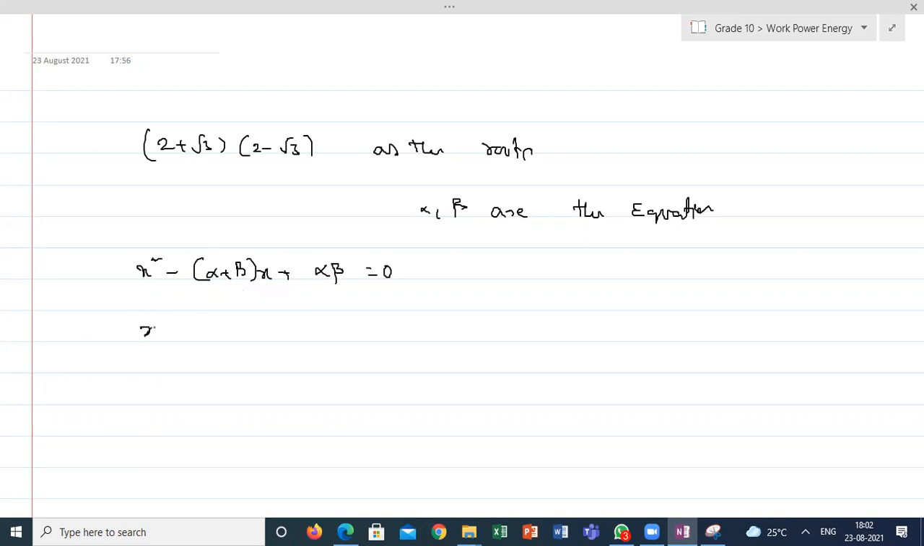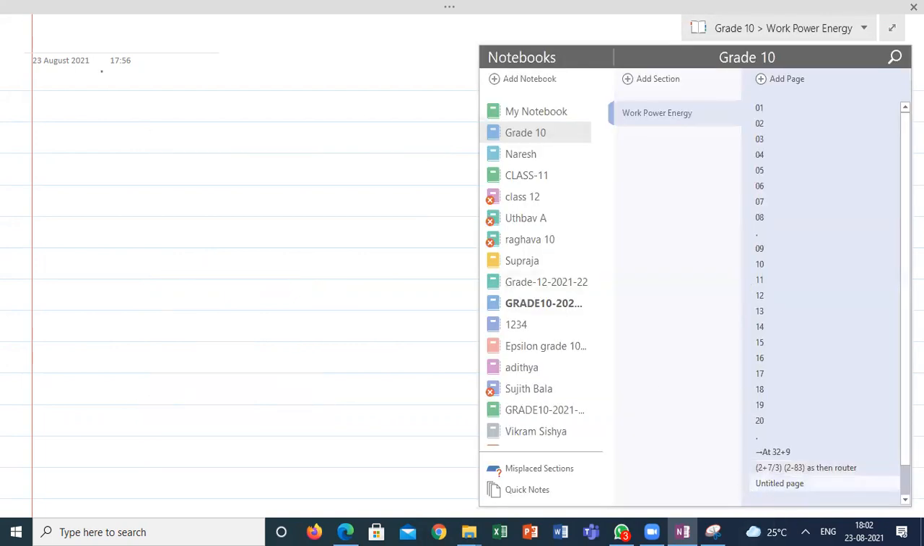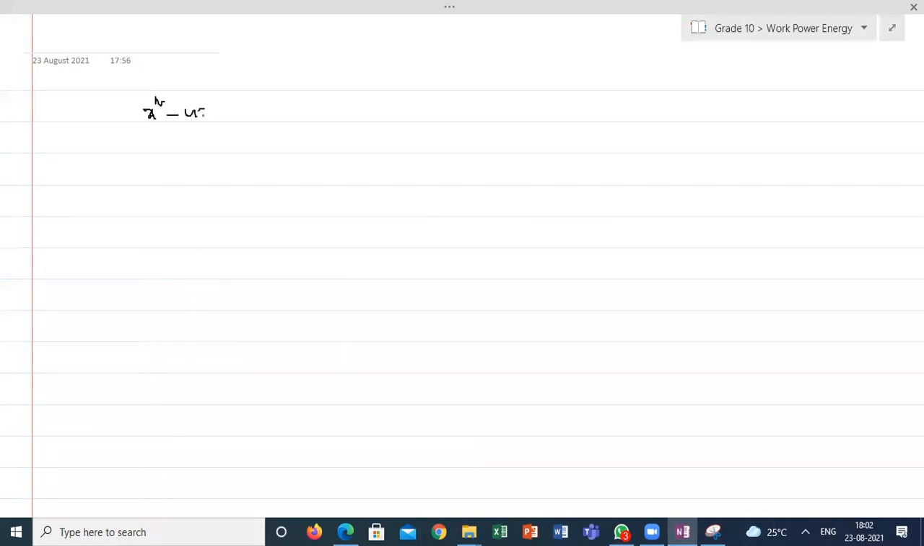So here alpha plus beta is how much? 4. x plus alpha into beta is how much? 4 minus 3, which is 1. So x square minus 4x plus 1. Now, if I give this equation and ask you to solve x square minus 4x plus 1 is equal to 0, find the roots.